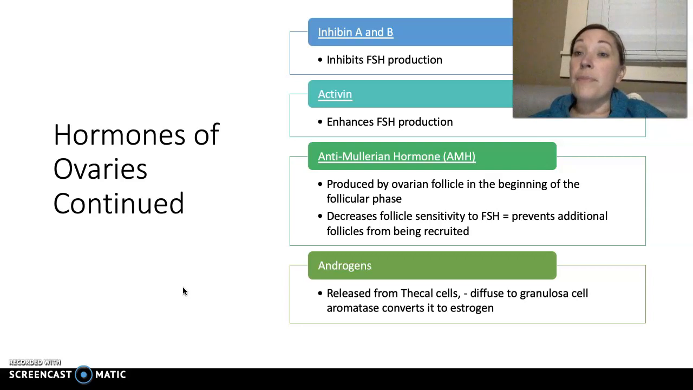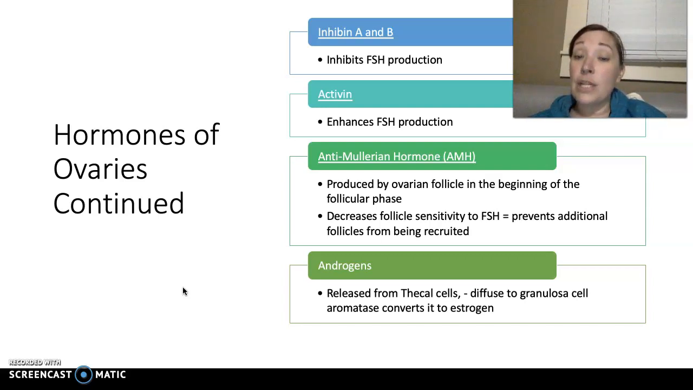We do want the 2 to 4 million follicles that are present at birth to last as long as possible throughout the years that a woman is fertile. So we don't want to over-stimulate or produce follicles. AMH helps prevent that from happening, and it does that at the beginning of the follicular cycle.